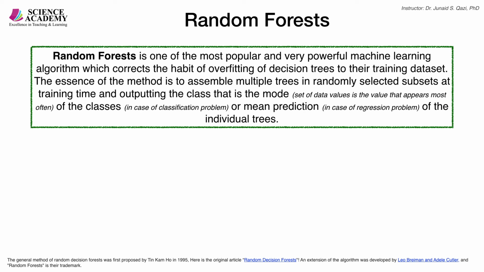So let's talk about random forests now. Random forests is one of the most popular and very powerful machine learning algorithms, which corrects the habit of overfitting of decision trees to their training dataset. The essence of the method is to assemble multiple trees on randomly selected subsets at training time and output the class that is the mode of the classes, or mean prediction, of the individual trees.